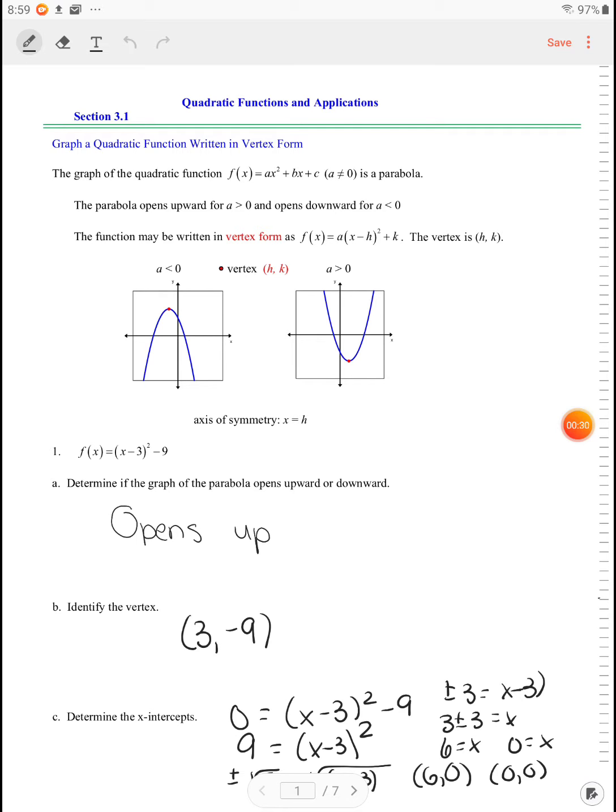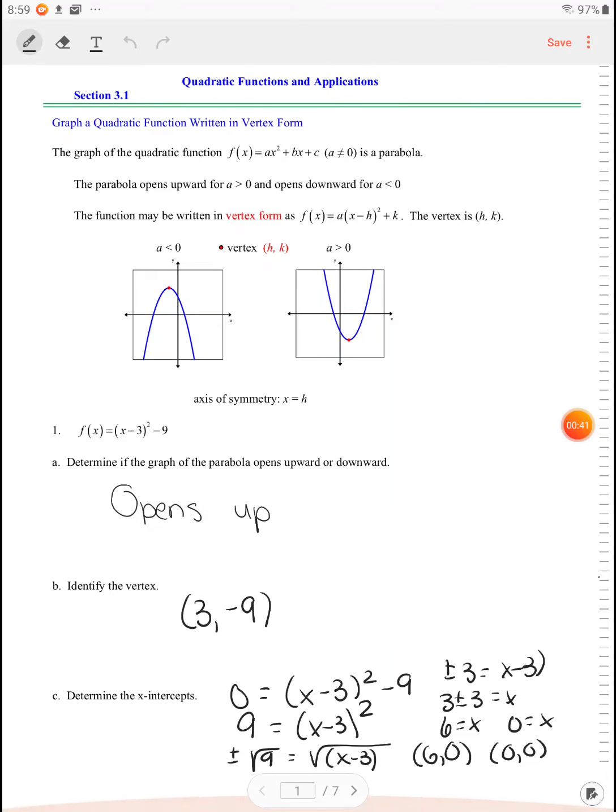To identify the vertex, if you take x minus 3 and set it equal to 0, you get x equal 3, so it's (3, negative 9). To determine the x-intercept, you set y equals 0. So you're going to add 9 to both sides. Take a square root and put plus or minus the square root of 9 equals the square root of (x minus 3) squared. Plus or minus 3 is equal to x minus 3. 3 plus or minus 3 is equal to x. And you get 6 equals x or 0 equals x. And remember, the x-intercepts are ordered pairs, (6, 0) and (0, 0).